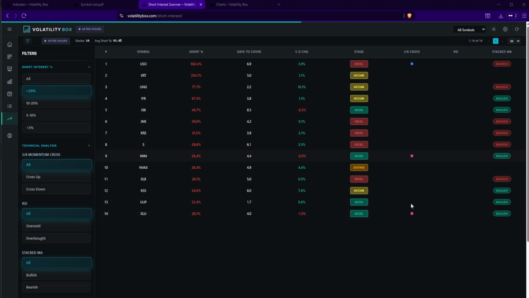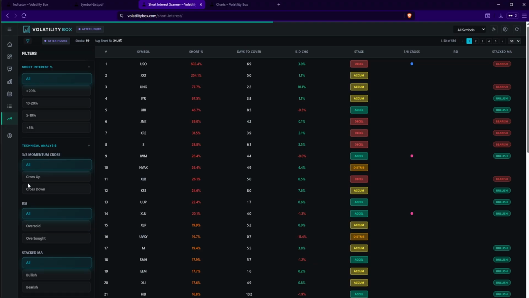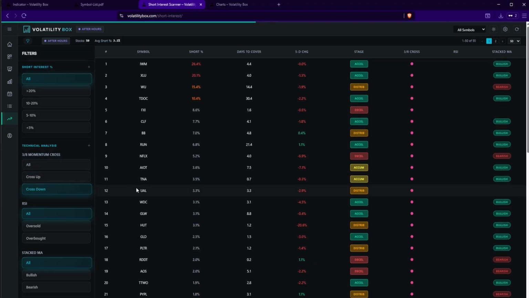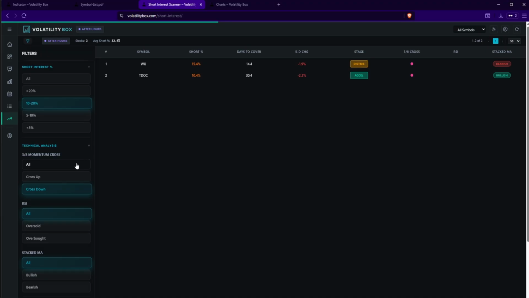Now it feels like it's finding a needle in the haystack to find what these pink and blue dots are like. So let's go back to all short interest. And instead, let's try and focus on just the places where we have this short interest giving us a momentum signal to the downside. And instead of greater than 20%, let's say 10 to 20%. Now you have two new stocks, WU and TDOC. So let's go ahead and look at each of those in more detail.